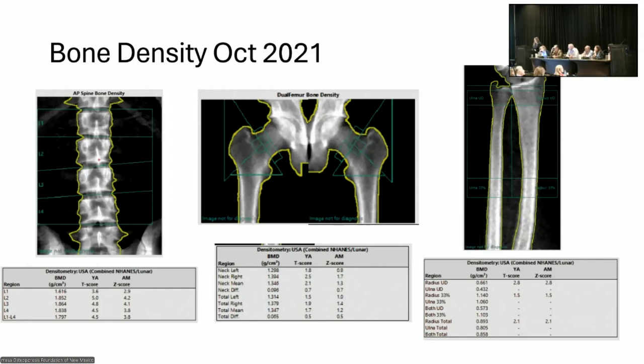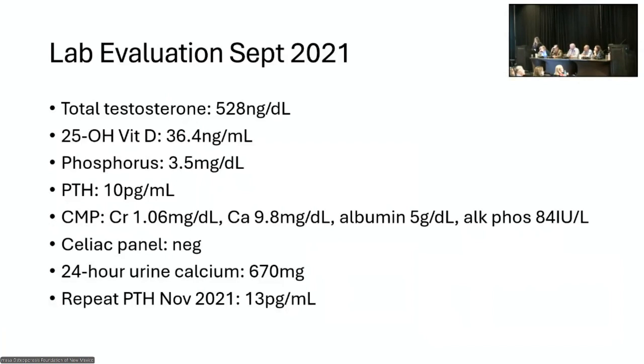And you can see it's, I think, a fairly well quality done DEXA. His laboratory evaluation that was done at his visit with me showed normal testosterone, decent vitamin D, phosphorus was fine. You'll notice his PTH was low at 10. His CMP showed pretty normal renal function. The creatinine is hard to estimate in high level athletes because of their muscle mass. But he was normocalcemic, albumin was fine, alk-phos was fine.